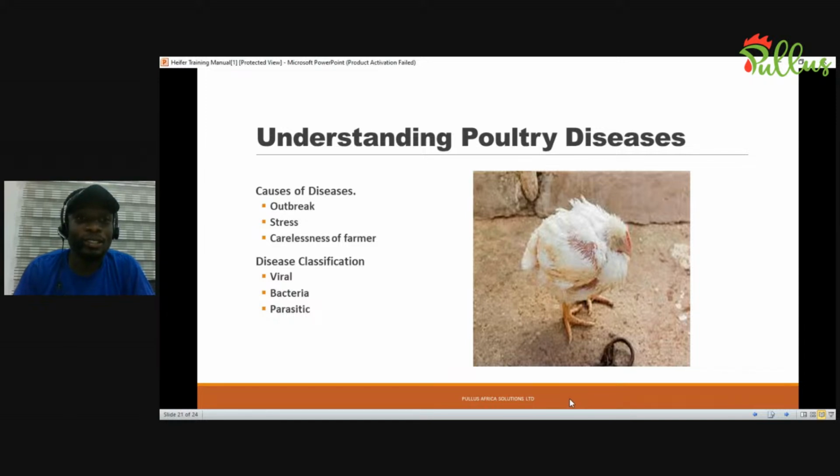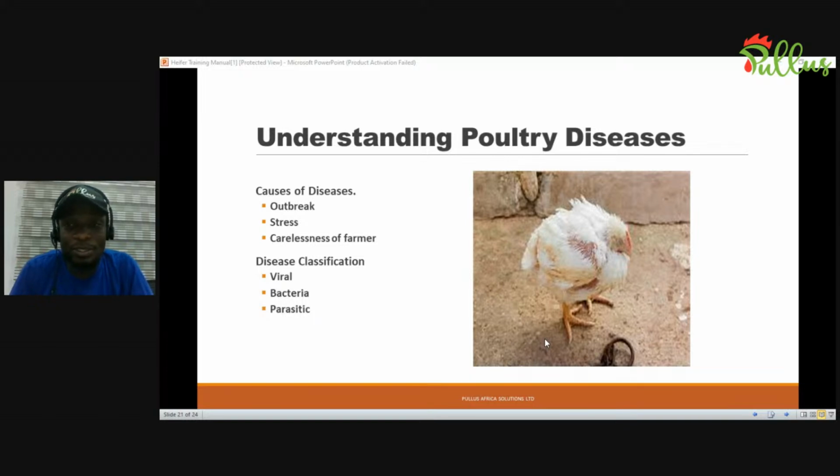So, causes of diseases. How do these diseases happen? In our previous trainings, we've talked about basic principles, where you're supposed to disinfect and prepare your pen, which means you have removed the suspected microorganisms in that pen at that point in time. But then 2 weeks, 3 weeks later, you start seeing some challenges. How do they happen? Sometimes diseases happen due to outbreak.